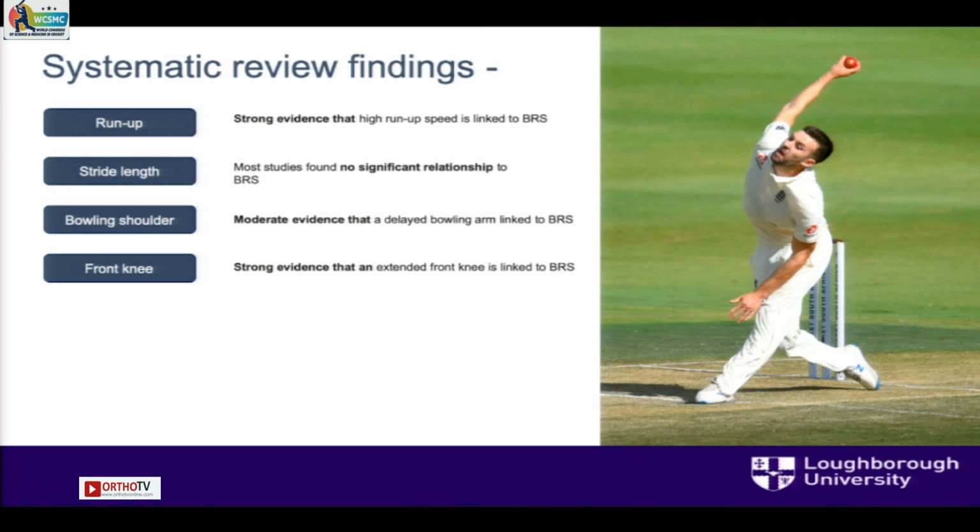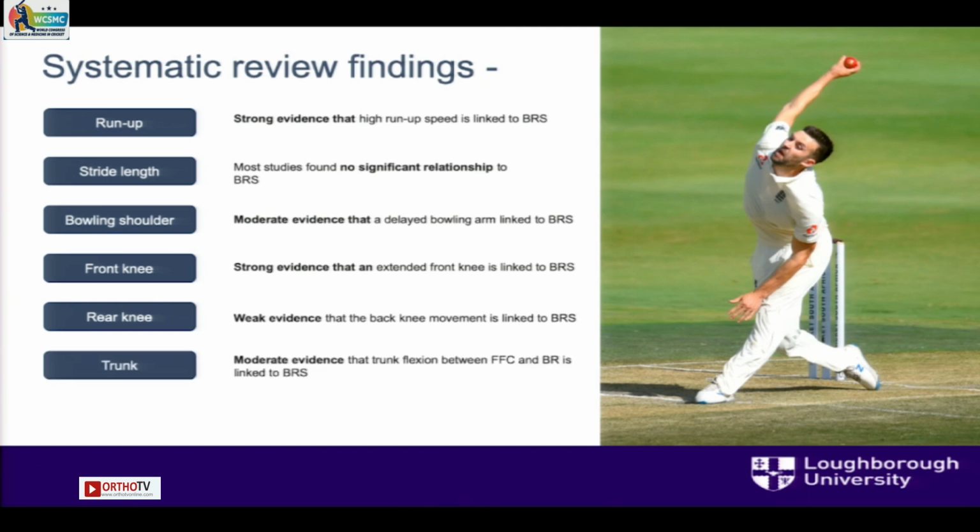There was strong evidence across literature that looked at extended knee at front foot contact that was linked to ball release speed. With rear knee, we found weak evidence that back knee movement is related to ball release speed. With trunk, again, there was moderate evidence that the trunk flexion between front foot contact and ball release was related to the BRS. And the last common variable that was studied was center of mass kinematics, and there was strong evidence that deceleration of center of mass was linked to high BRS.